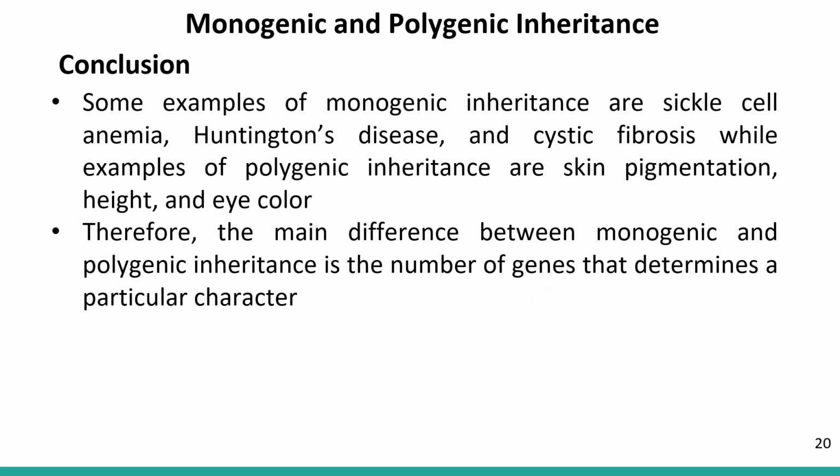Okay, so these are some of the examples. Again, monogenic examples are Huntington's disease and cystic fibrosis, while examples of polygenic inheritance are skin pigmentation and eye color. So the main difference between monogenic and polygenic inheritance is the number of genes that determine a particular character. So this is all about monogenic and polygenic inheritance.